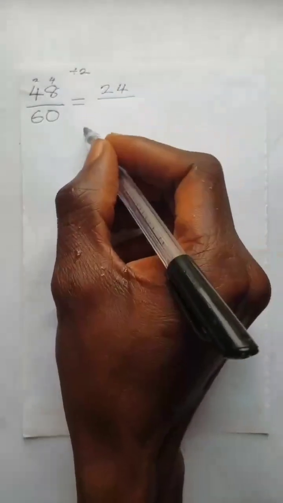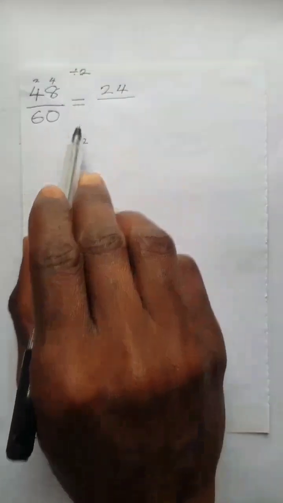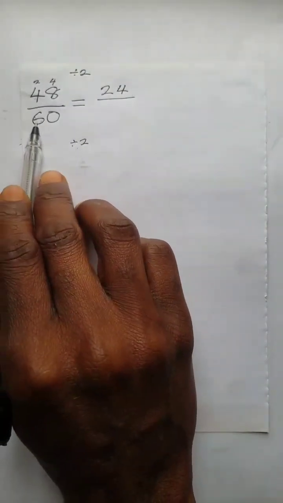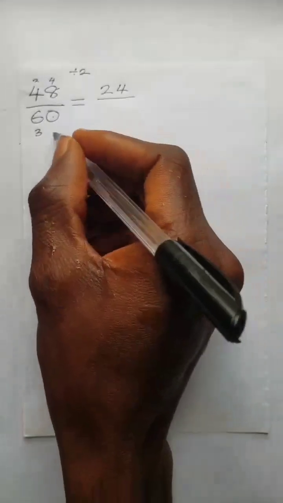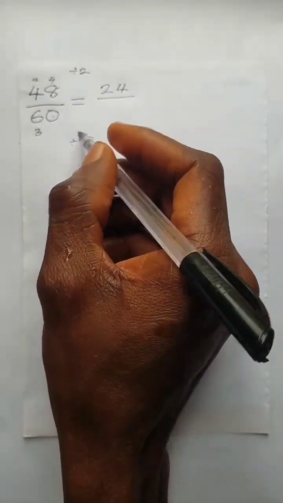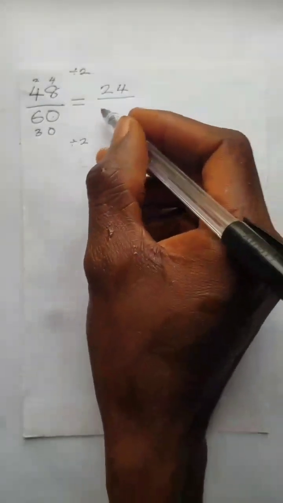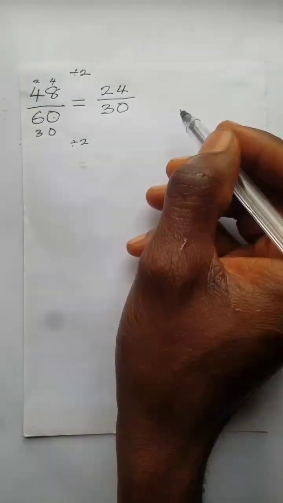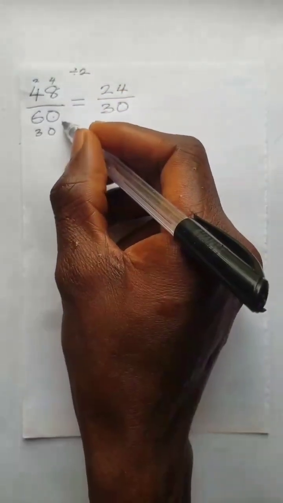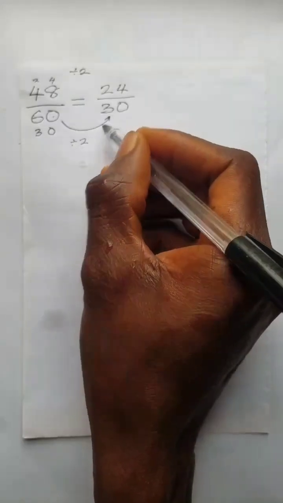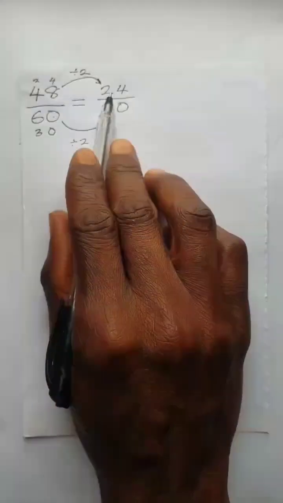Let's do the same thing. Let's divide 60 by that same 2. So 6 divided by 2 is 3. 0 divided by 2, 0 divided by a number is always 0. There. 2 can still divide. So this is a way to get my new denominator. This is the route I need to take to get my new numerator, dividing by 2.